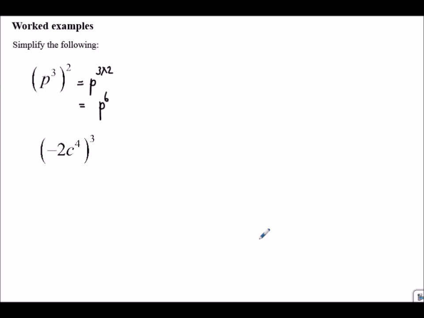Right, once again we have to deal with the signs, the numbers, and the letters or variables. Okay, so the first thing we're going to look at is the negative raised to an odd power is going to be negative. Then we deal with the numbers. So 2 to the power of 3 means 2 multiplied by 2 multiplied by 2, or 2 to the power of 3. 3 times 1 is 3.